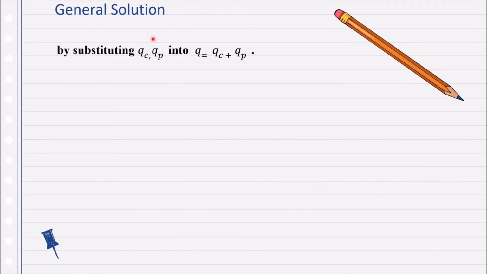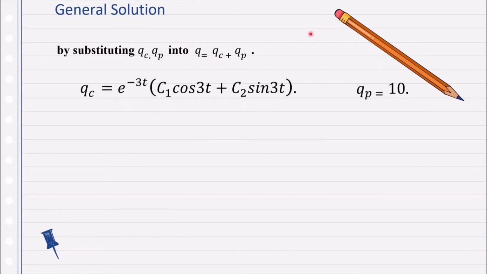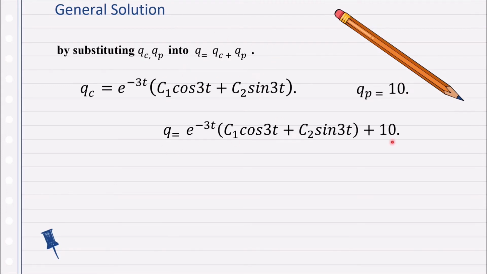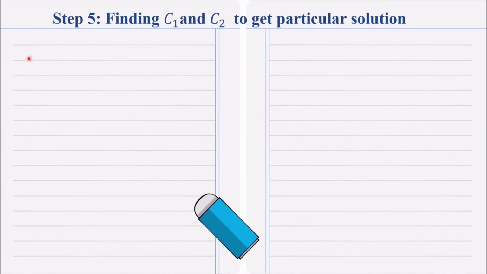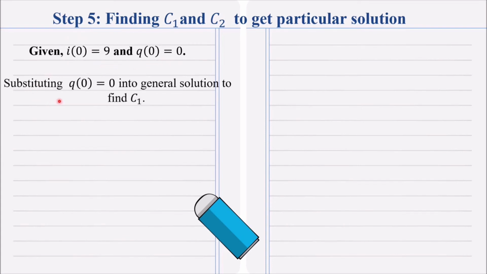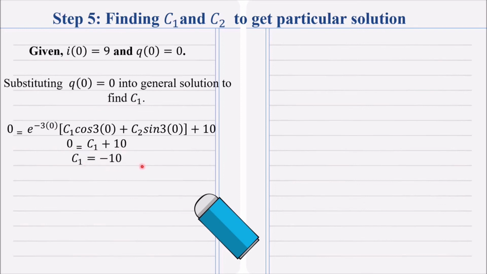General solution. We can obtain the general solution by substituting Q_C and Q_P inside this equation. So this is our general solution. Step 5. Finding C1 and C2 to get the particular solution. Given from the question that initial current is equal to 9 and initial charge is equal to 0, substitute initial charge equal to 0 into the general solution to obtain C1. Then Q will become 0 and t will become 0, then we obtain C1 is equal to negative 10.